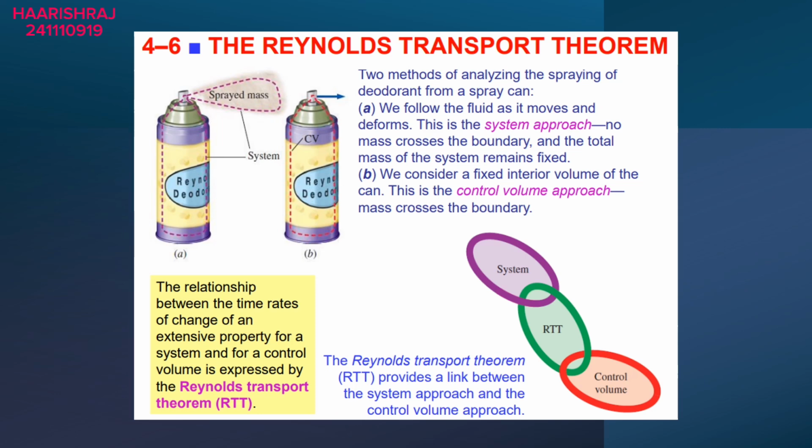Why is RTT important? In real-world problems, we often deal with open systems where mass, energy, and momentum cross boundaries. RTT also helps convert the system approach, fixed mass, into the control volume approach, fixed region in space. This is crucial in engineering applications like designing turbines, analyzing pipelines, and modeling aerodynamics.